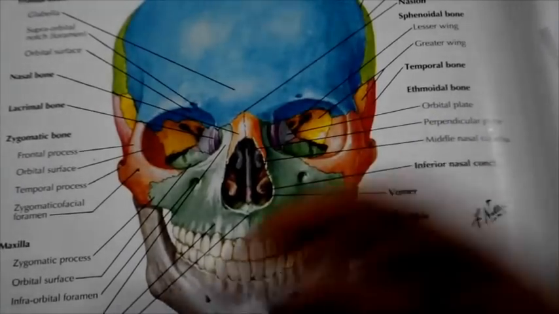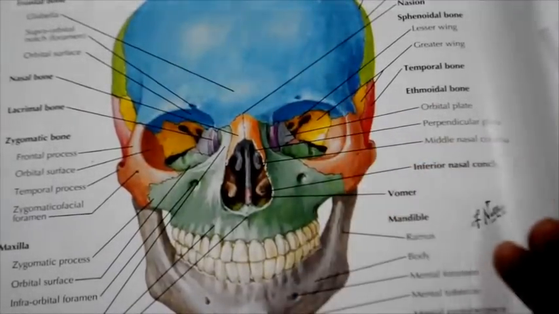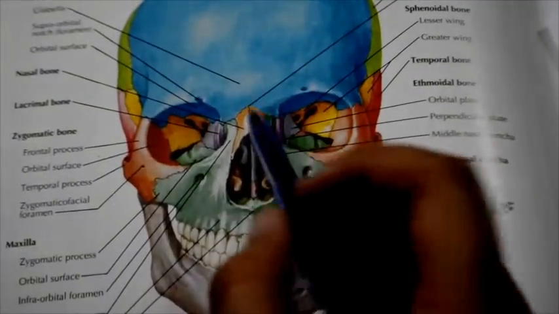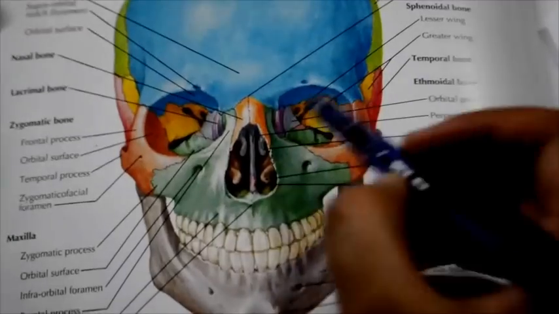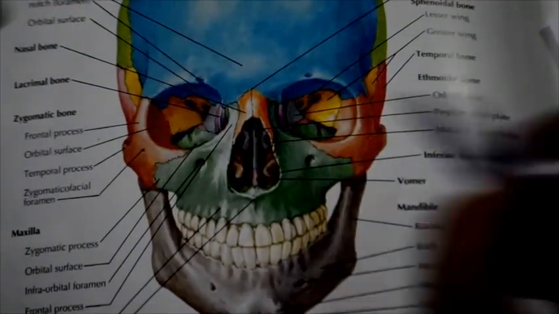Now the occipital bone is at the back, so you cannot see it from here. The lacrimal bone, I think you can see it here. Yes, this one, this purple one, is the lacrimal bone, and this is a paired bone.